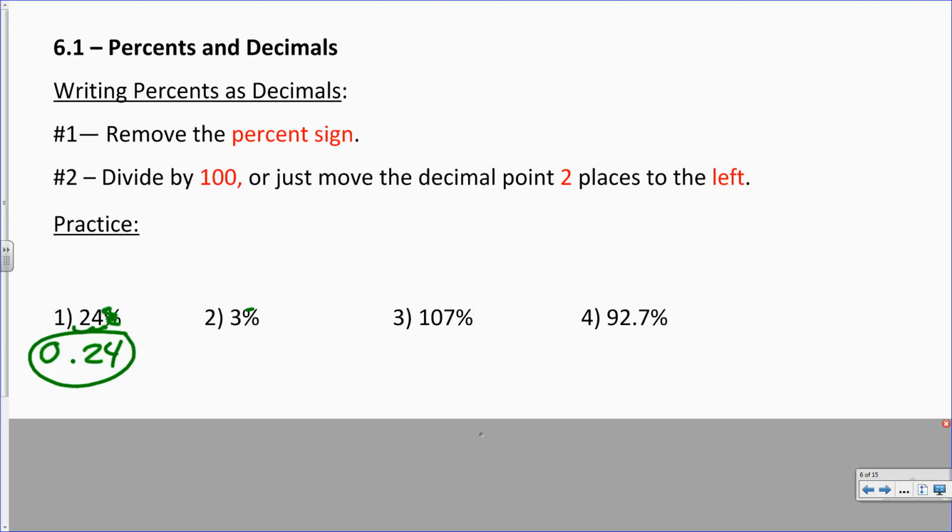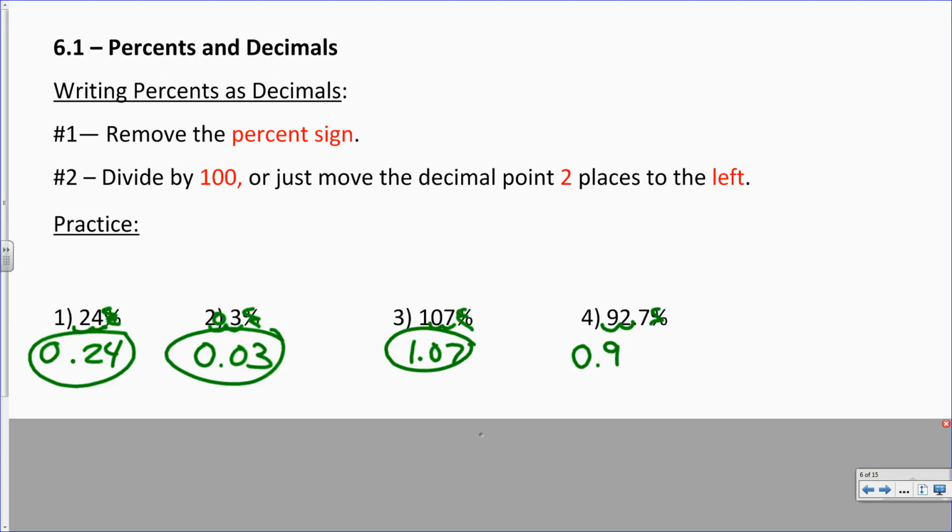Okay, number 2, we get rid of our percent sign. When we move it over twice, we need to add a 0. So it's 0.03. On the next one, we move it over twice, and it's 1.07. And finally, move it over twice, and we have 0.927. So converting to a decimal from a percent is quite straightforward.